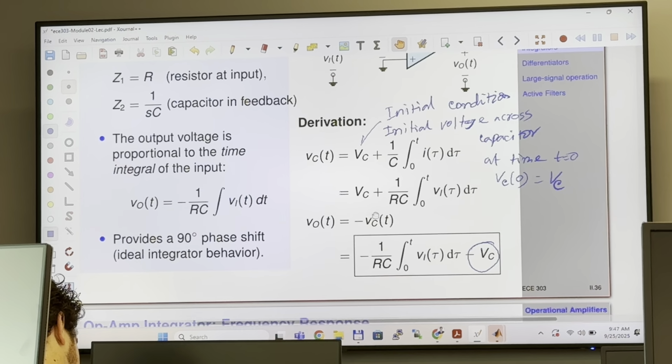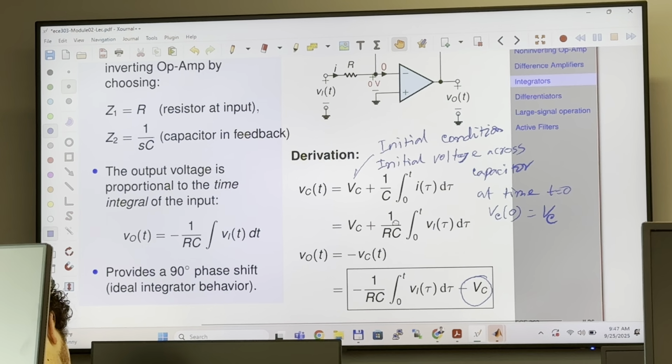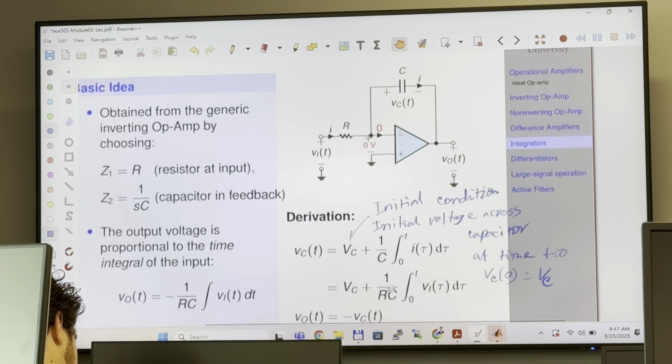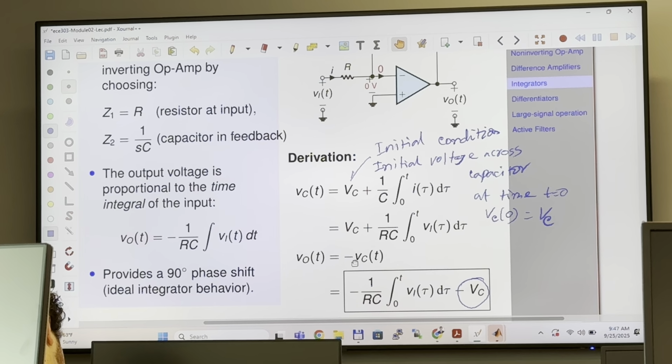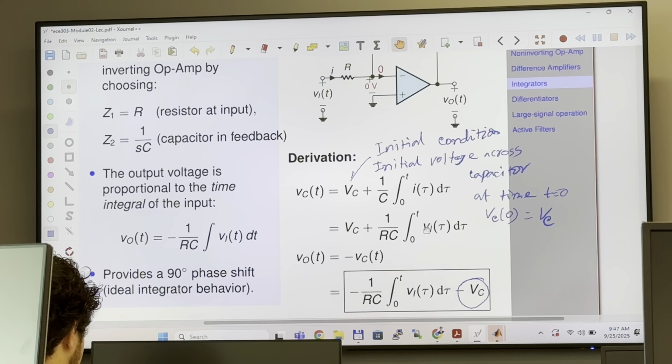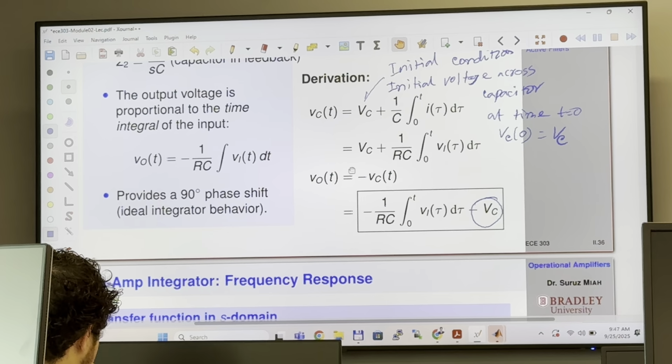All right. So as you can see here, the output is the inverted version of the voltage across the capacitor, and this voltage across the capacitor is evaluated as such. Here we have the input voltage. So if you take the Laplace transformation, you will get the gain.